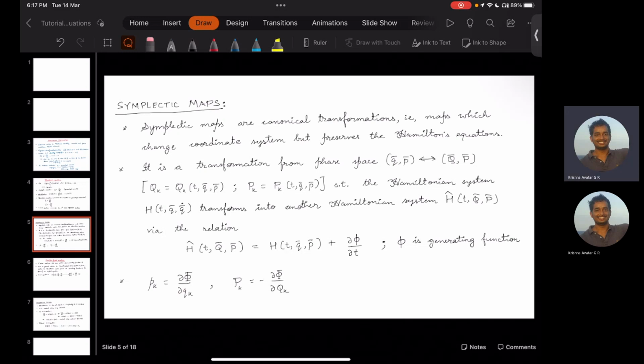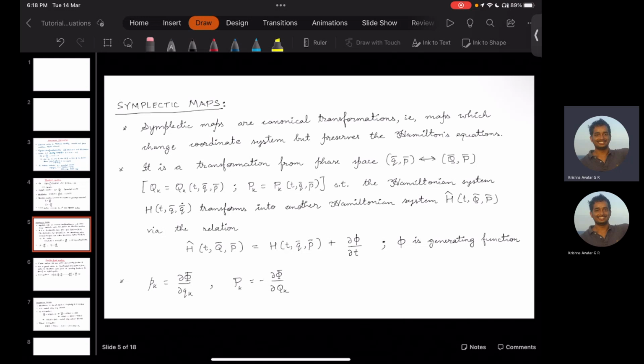Let's say when we are moving from Cartesian to polar coordinates, all that involves is a change of coordinate system, isn't it? But here, these are maps which change coordinate system but preserve Hamilton's equations. You see the point, right? So what are symplectic maps? They are essentially maps which change coordinate system but still preserve the Hamilton's equations.